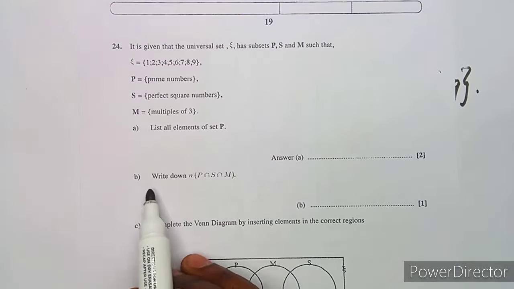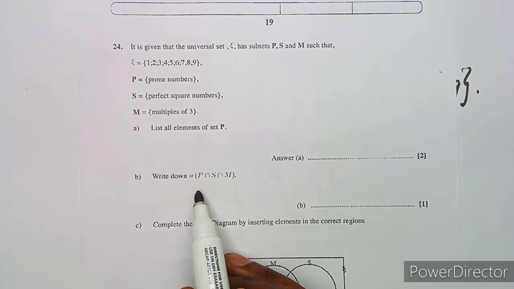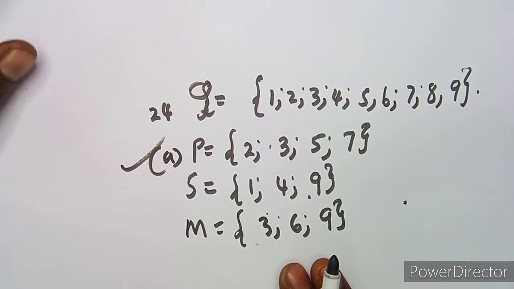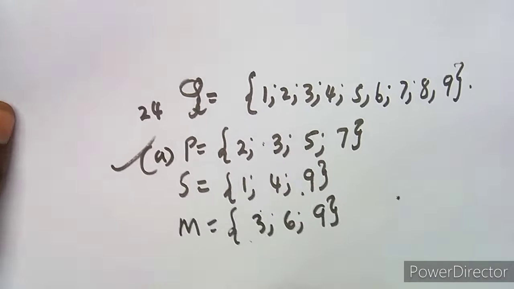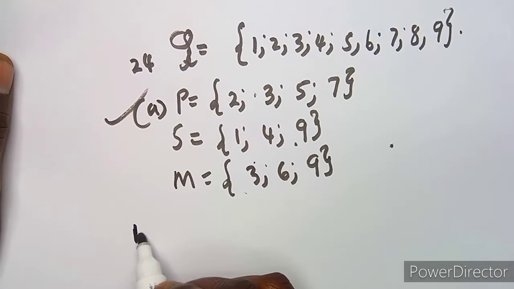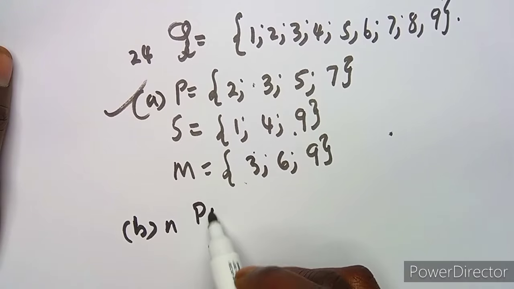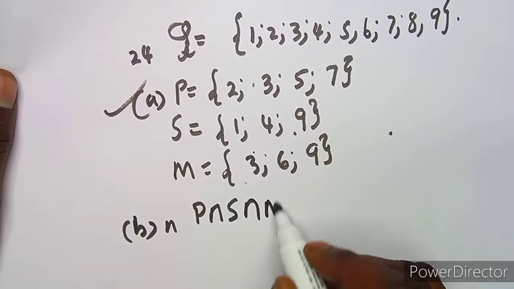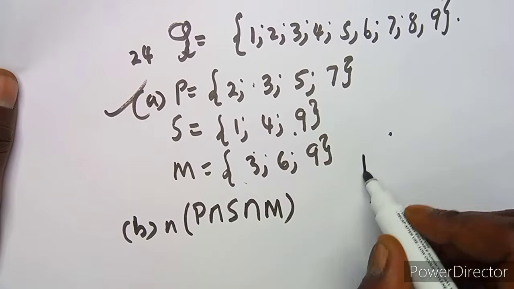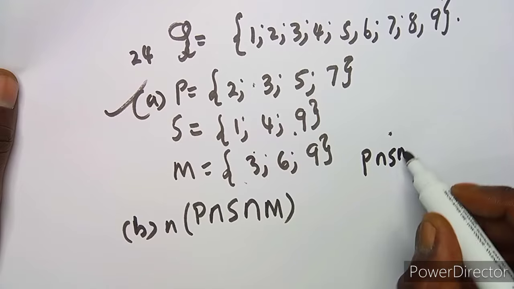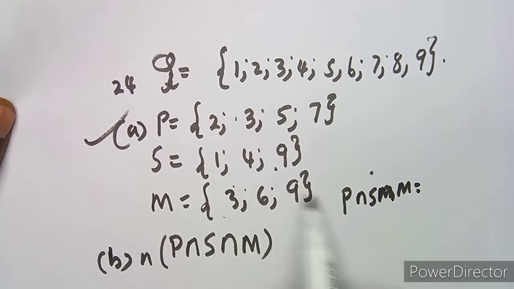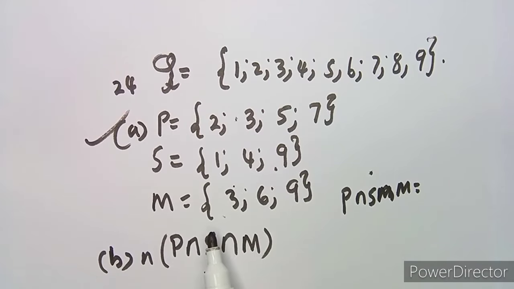Then on B, write down the number of elements in P intersection S intersection M. So before we talk about those number of elements, what do we have in these sets? P intersection S intersection M. What do we have on the intersection of these sets? The intersection means what is common throughout. Do we have anything that is common throughout here?